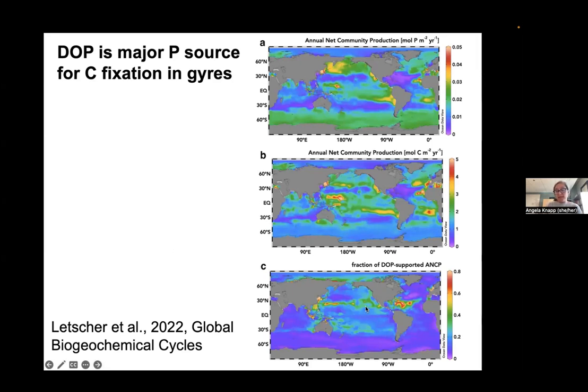So that is to say, the fractional importance of DOP for supporting net community production in these regions on an annual basis. And so what you can see is that in the low latitudes and in the gyres, and especially in the Sargasso Sea, and especially as you get to the western side of the Pacific, even where we found these high rates of nitrogen fixation, DOP becomes the dominant source of phosphorus supporting carbon fixation, okay?